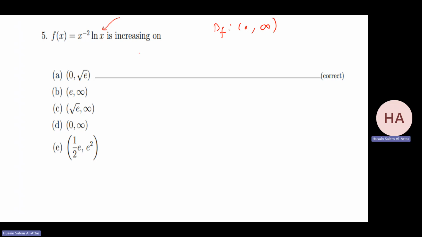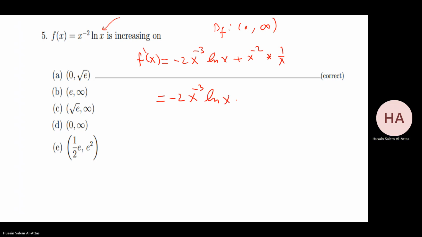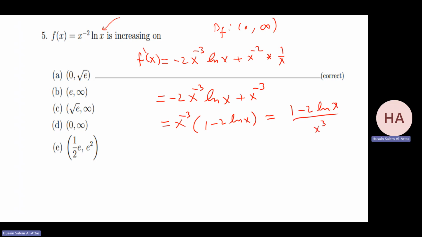So now we need to find f prime, product rule. That will be minus 2 x to the minus 3 times ln x plus x to the minus 2 times 1 over x. So that gives me what? Minus 2 x to the minus 3 ln x plus x to the minus 3. So I take x to the minus 3 as common factor, and I have 1 minus 2 ln x. Or in other words, this is 1 minus 2 ln x over x cubed.